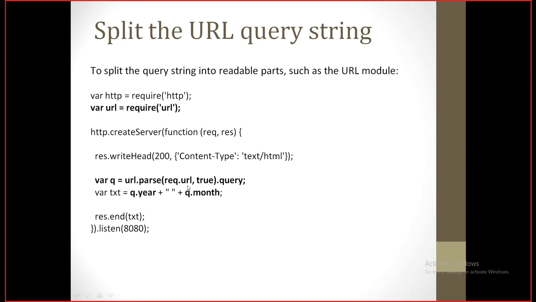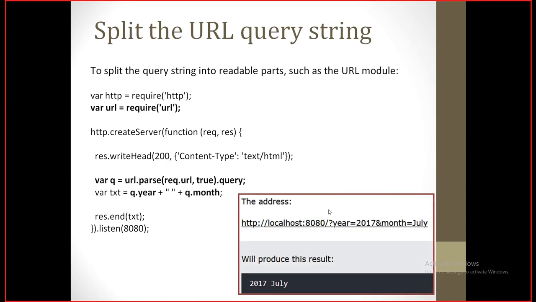Whatever request we had, we are accessing the URL of that request over here, and we are generating an object, q. This object will have whatever parameters are present in the URL. It will parse that URL and create data members in this object, like year is one URL parameter and month is another URL parameter. So we are creating a string which has the year, space, the month, and this string is stored in txt, and then we are finally displaying that value by passing it to the end function.